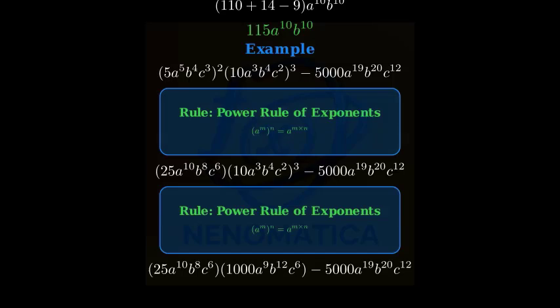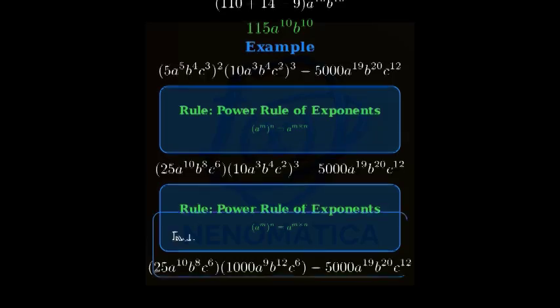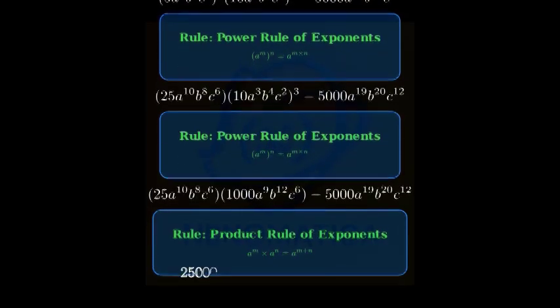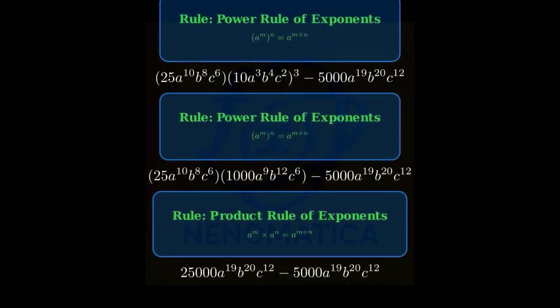Now, let's multiply the first two terms together. When multiplying terms with the same variables, we add their exponents. For the coefficients, we multiply 25 by 1,000 to get 25,000. For the variable a, we add exponents 10 plus 9, giving us a to the 19th power. For the variable b, we add exponents 8 plus 12, giving us b to the 20th power. For the variable c, we add exponents 6 plus 6, giving us c to the 12th power.